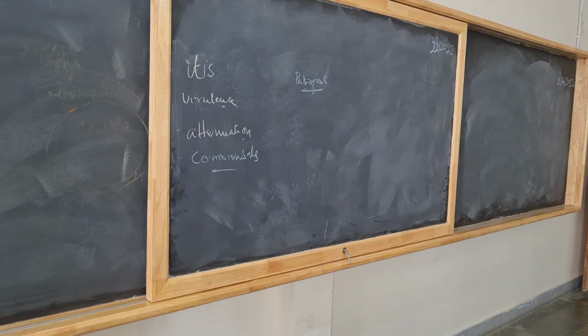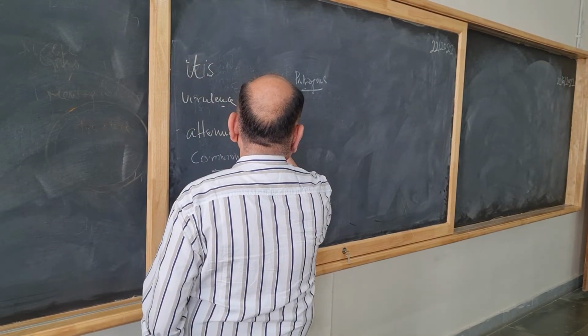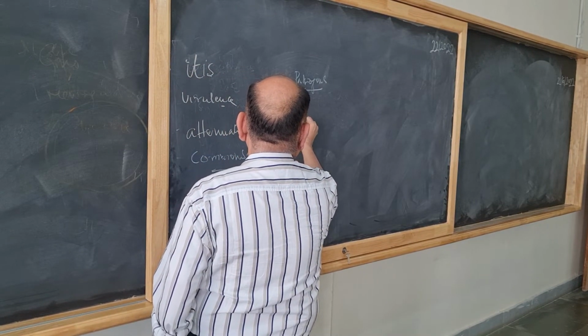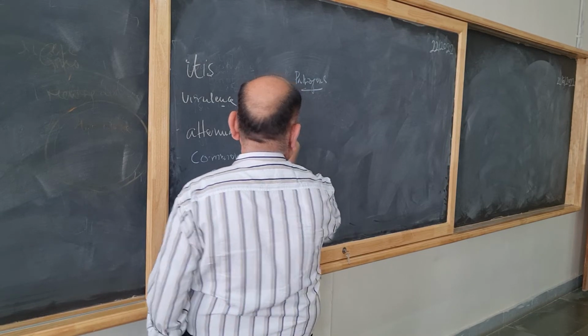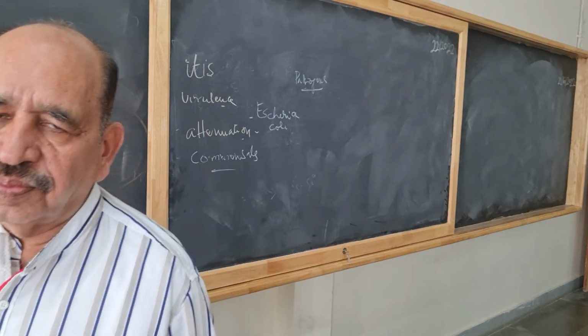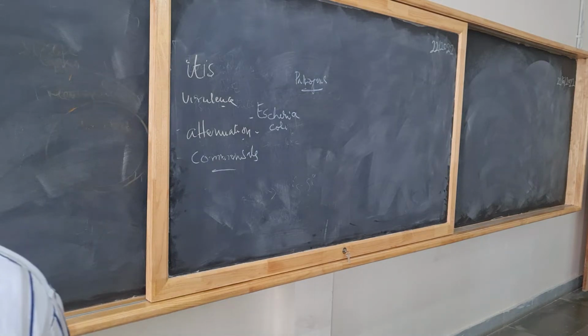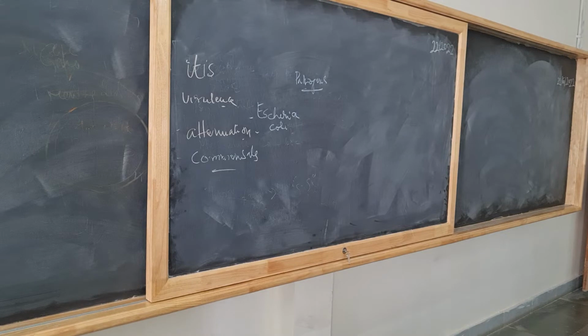Commensals: the intestine is full of an organism called Escherichia coli. Everybody say Escherichia coli. Not Aishwarya Rai, Escherichia coli.